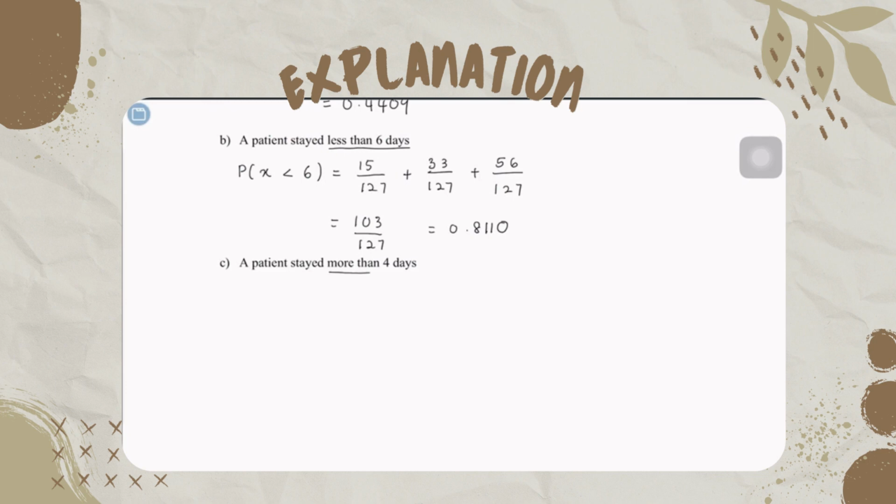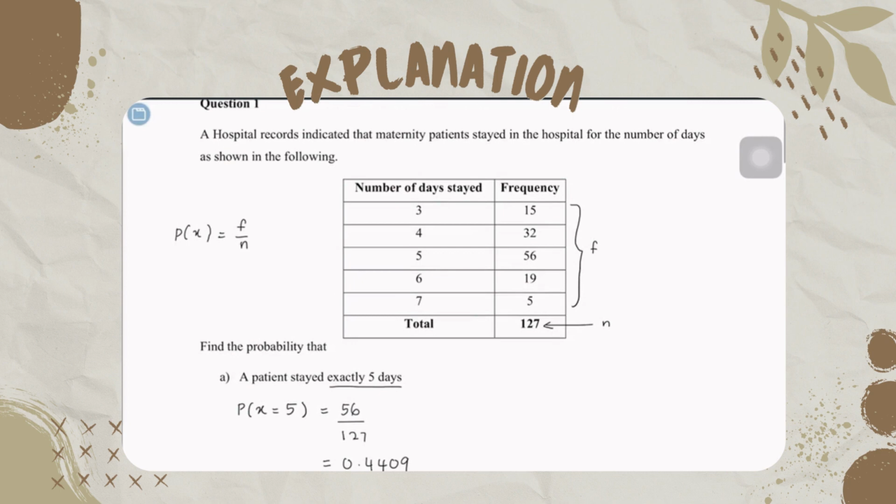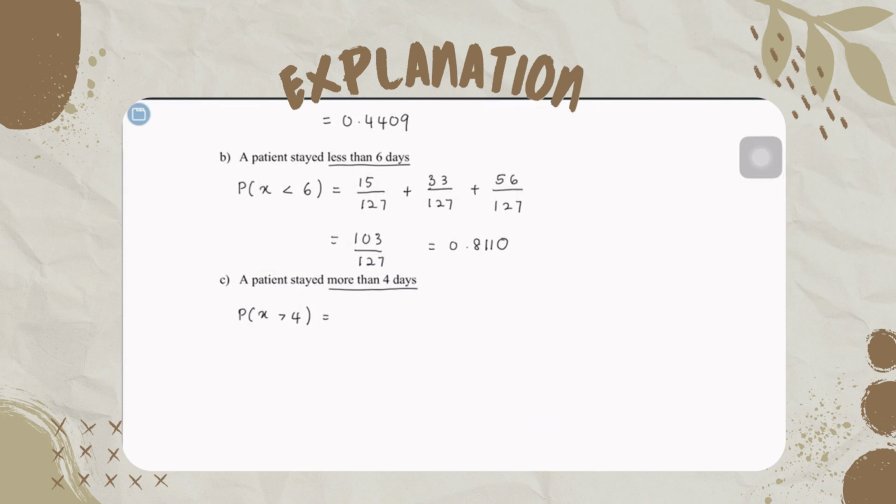Next, for question C, a patient stayed more than 4 days. We should underline the keyword, which is more than 4 days. We use the formula probability of x more than 4, and we look at the table, which is 5 until 7, and we add them all: 56 per 127 plus 19 per 127 plus 5 per 127.